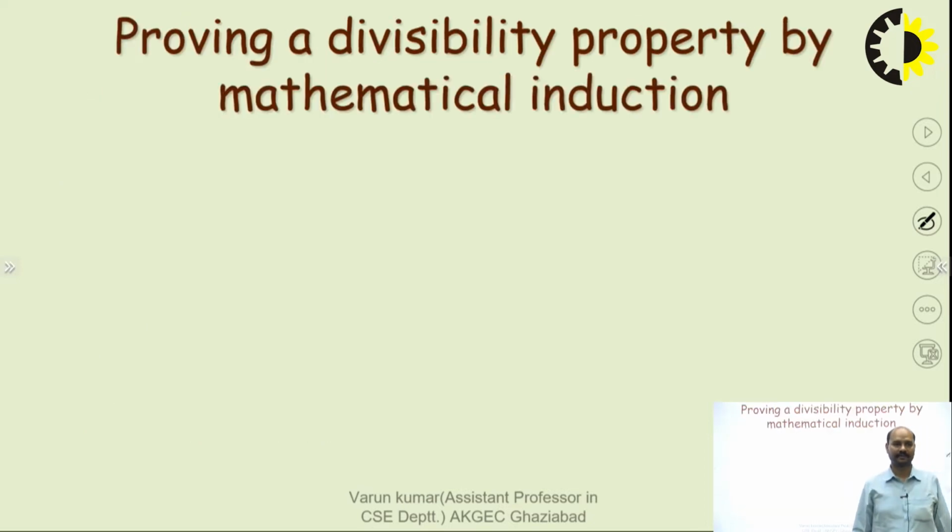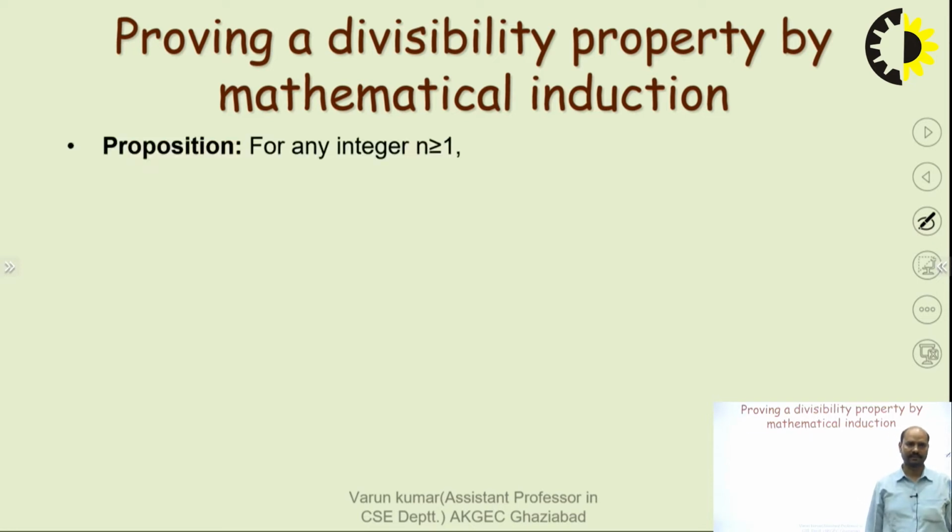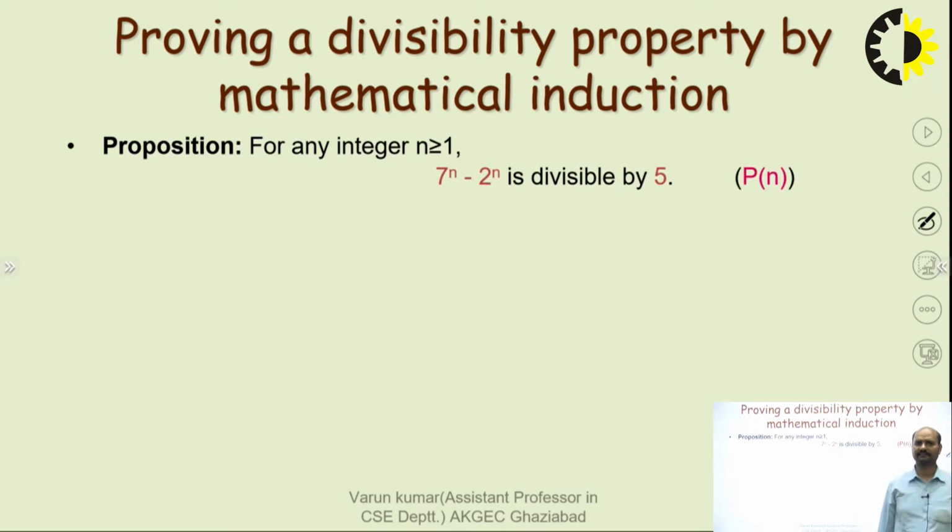Proving a divisibility property by mathematical induction. This is a second type of numerical which comes in university examinations and competitions also. Proposition: for any integer n greater than or equal to 1, the function 7^n minus 2^n is divisible by 5. This is our predicate function, that is P(n).